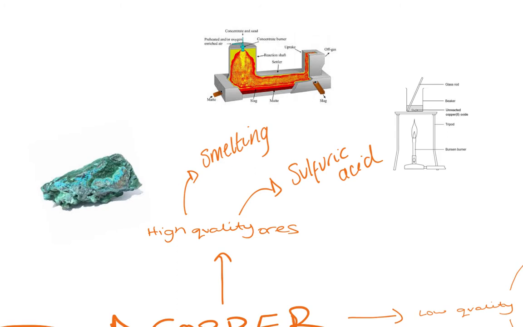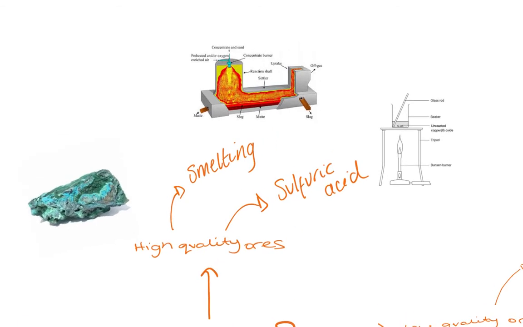Now high quality ores for years have been the method of extraction that we have prioritised because it contains the highest percentage of copper, which means that you're getting more per tonne of rock that you extract. But the issue we have nowadays is that those high quality ores are running out. They are another example of a finite resource. Now the methods that we've used to extract copper in this way are as shown on the screen.